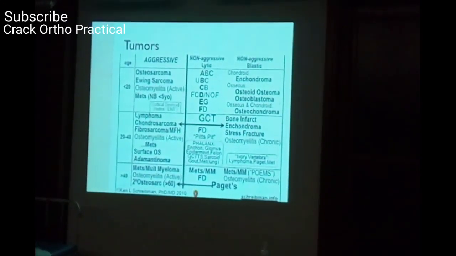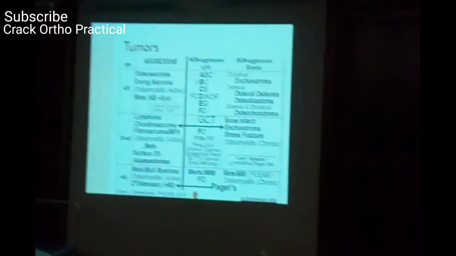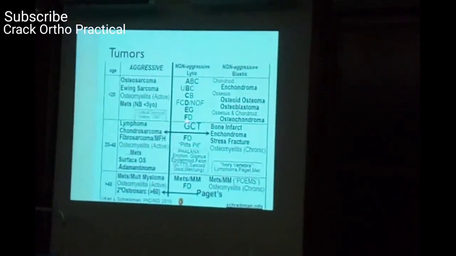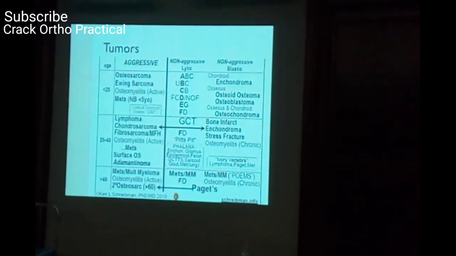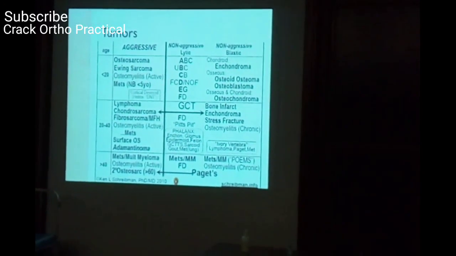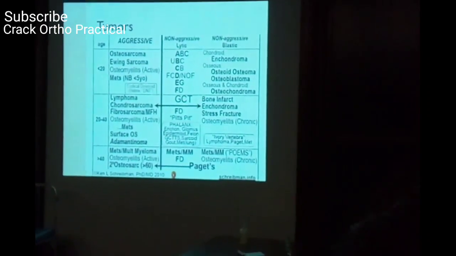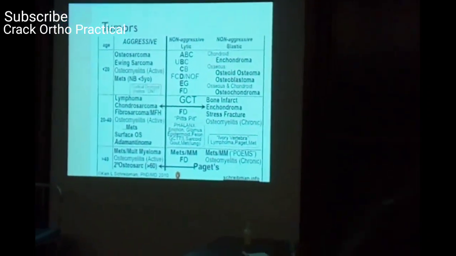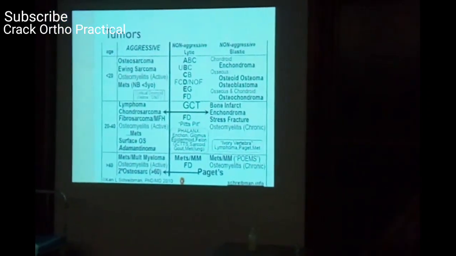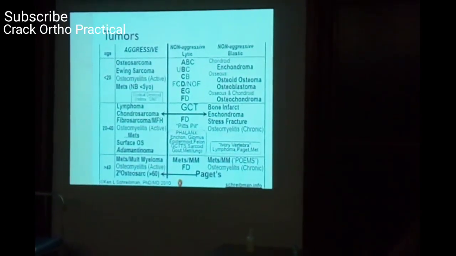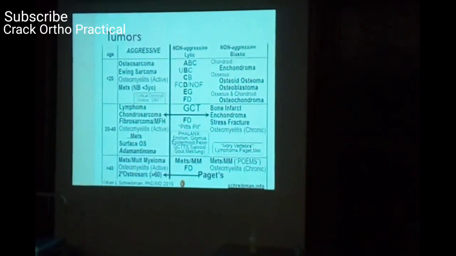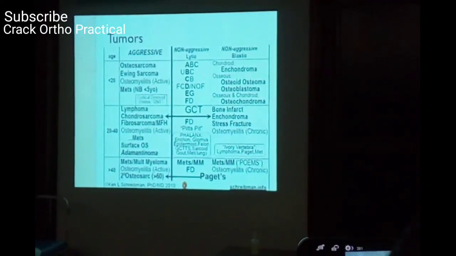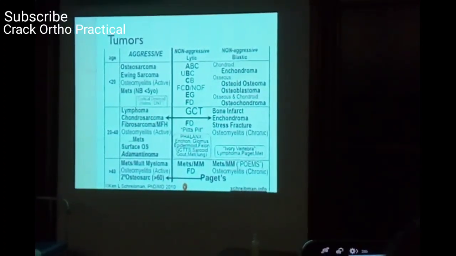So in non-aggressive lytic lesions, you can remember all of them by A, B, C, D, E, F, and probably G in the 20 to 40 age group. So A for aneurysmal bone cyst, B for unicameral bone cyst, C for chondroblastoma, D for fibrous cortical defect or non-ossifying fibroma, E for eosinophilic granuloma, and F for fibrous dysplasia. So all of these are lytic lesions found below 20 years of age, and GCT mainly in 20 to 40.